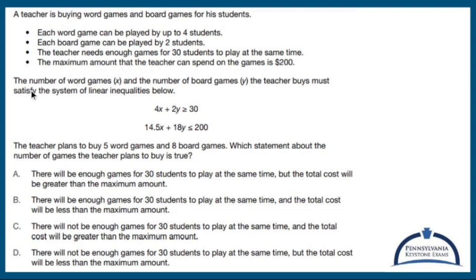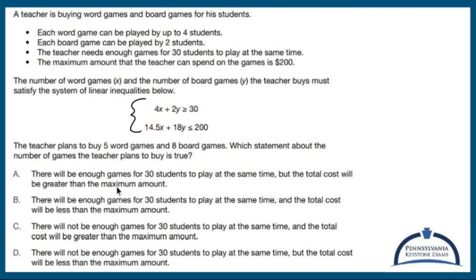Holy cow, teachers. We don't get paid enough for that. The number of word games X and the number of board games Y the teacher buys must satisfy the system of linear inequalities below. Oh, okay, so this isn't too bad. I mean, it's not good, but all of this information is already thrown into this system of inequalities right here. The teacher plans to buy 5 word games and 8 board games. Which statement about the number of games the teacher plans to buy is true?